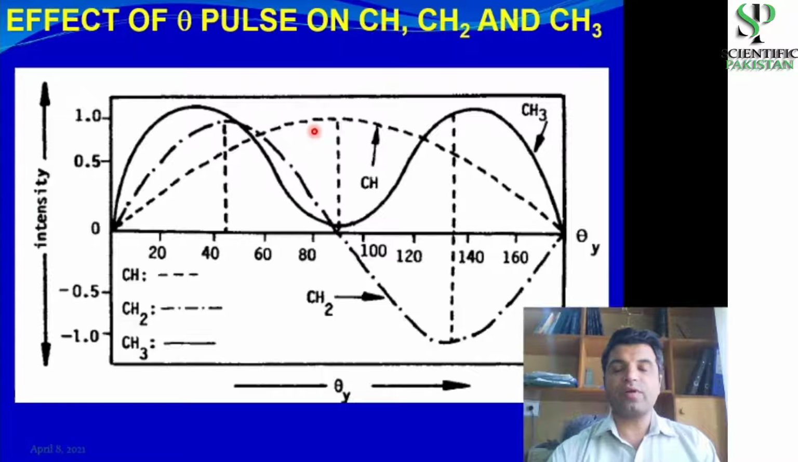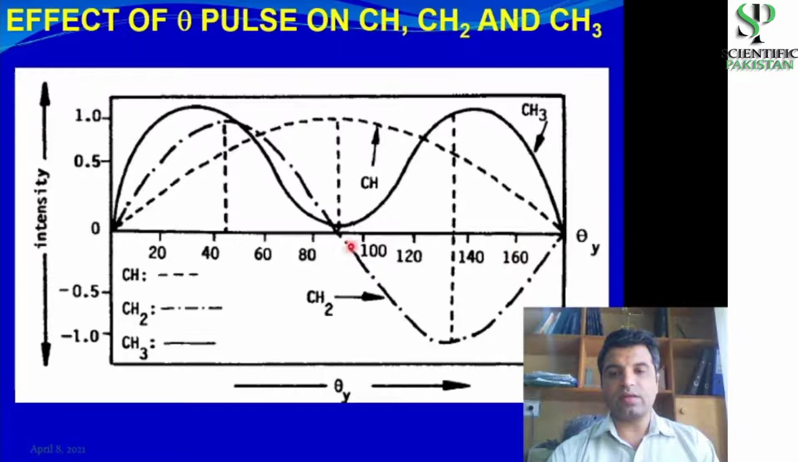So we can have 3 or 4 different types of depth experiments, which are known as the depth 90, the depth 135, and the depth 45. The depth 90 means that the last theta pulse is a 90 degree pulse. Depth 135 means that the last theta pulse is of 135 degrees, and depth 45 means that the last pulse is of 45 degrees. So let's see the effect of this theta pulse on these different carbon atoms.